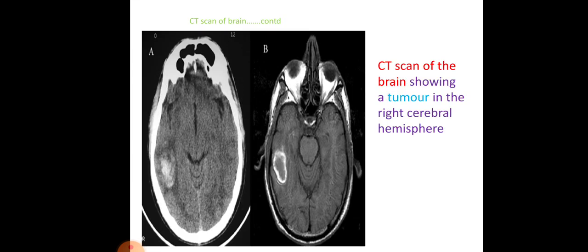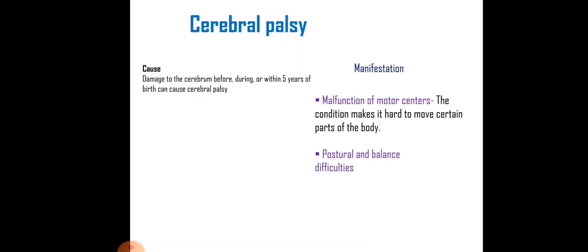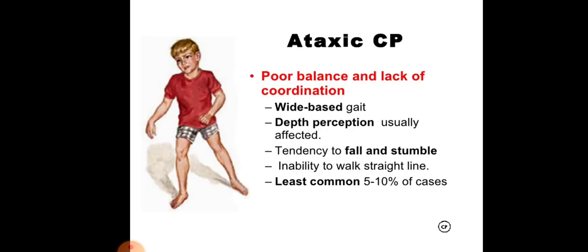So come to the applied aspects. First is the CT scan of the brain. This is the CT scan which is showing the tumor in the right cerebral hemisphere. Then the cerebral palsy. Damage to the cerebrum before or during birth, or within 5 years of birth, can cause cerebral palsy. The manifestations are malfunction of the motor cortex and motor centers, and there are postural and balance difficulties.